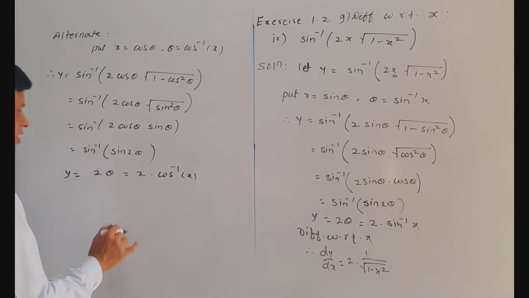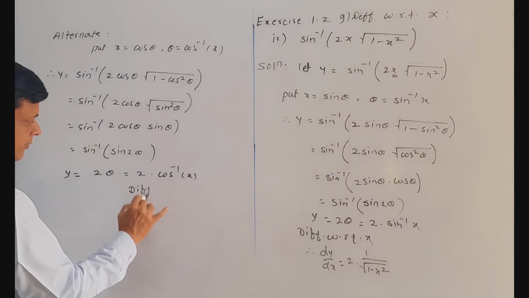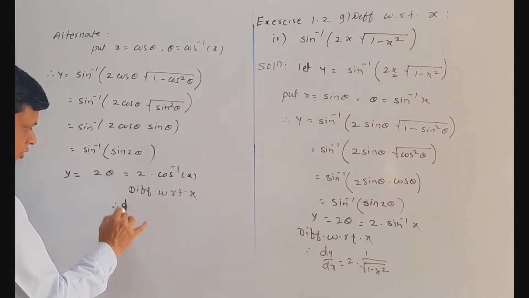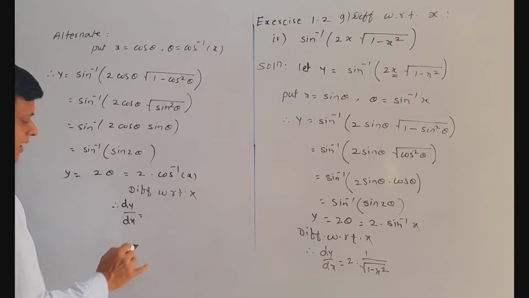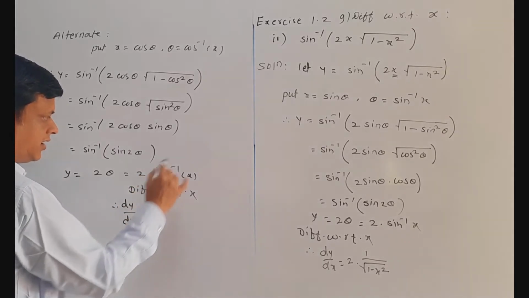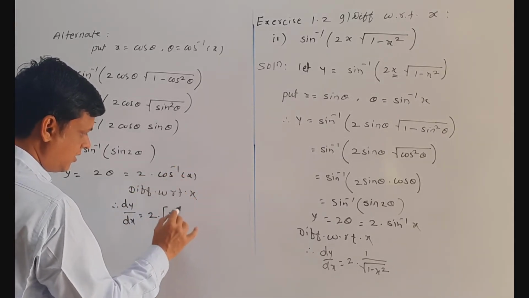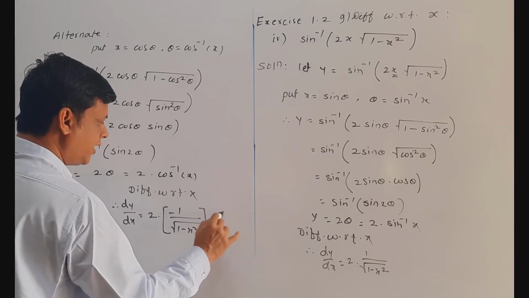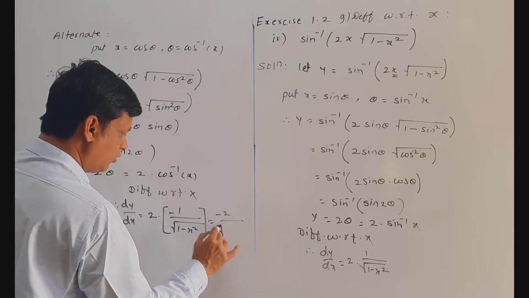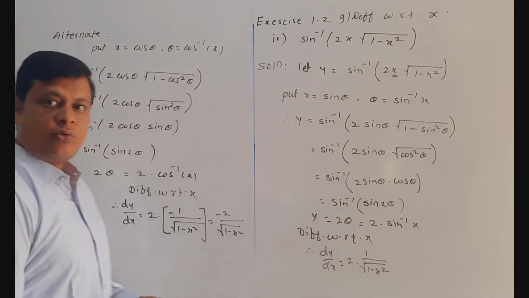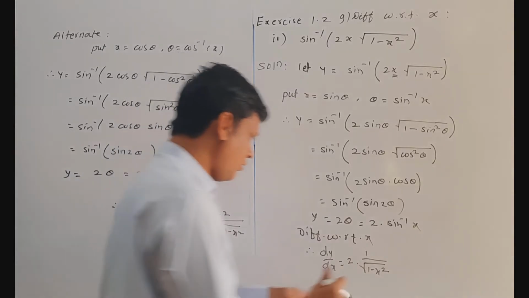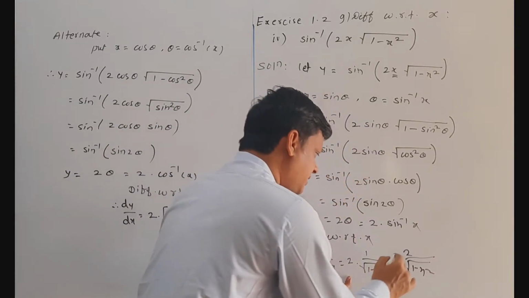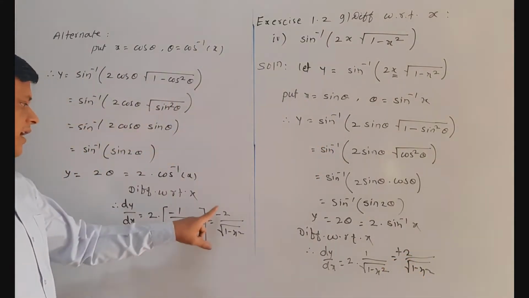Now we differentiate this function. Differentiate with respect to x. So the derivative of y with respect to x is dy by dx. Keep 2 as it is. The derivative of cos inverse x is minus 1 upon under root 1 minus x square. That means here we get minus 2 upon under root 1 minus x square. Here we get the derivative 2 upon under root 1 minus x square. Here the sign is positive, here the sign is negative.